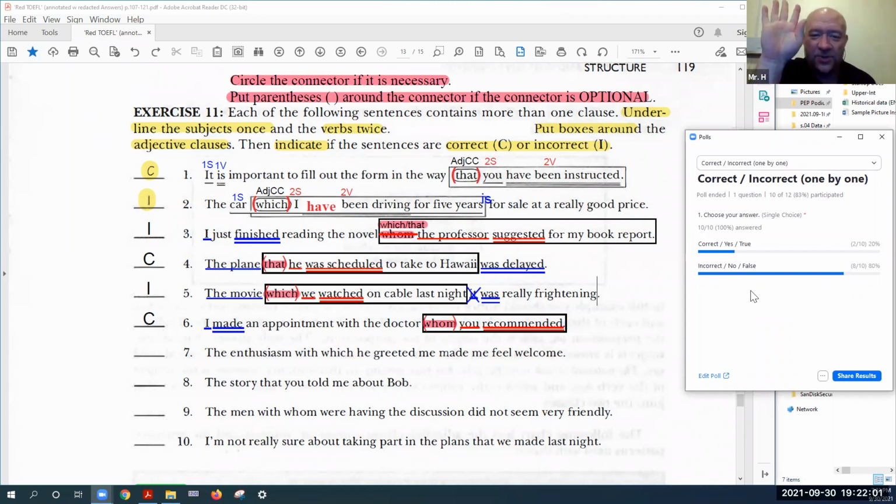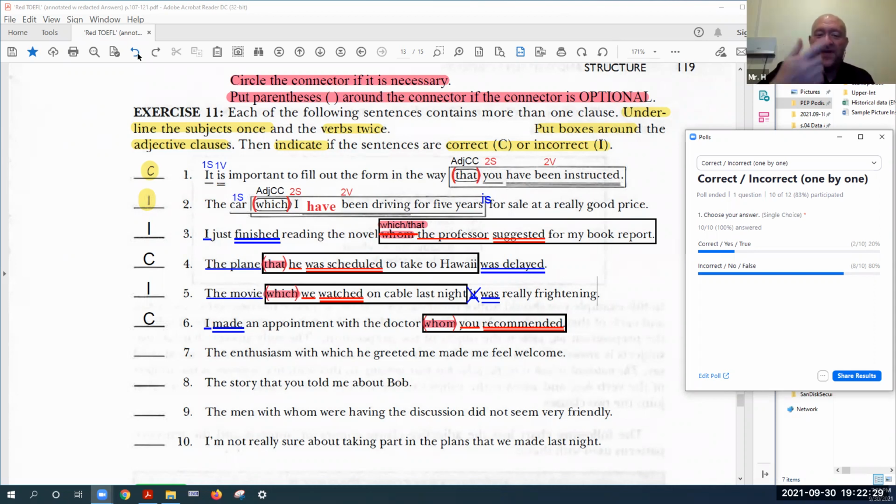Who says correct? Come on, don't be shy. Huh? I put it correct. Assad, okay. Your lucky day, Assad. Why don't you explain it? I want to explain. Osama, you can do the next one, okay? All right, Assad. Okay. The enthusiasm with which he greeted me made me feel welcome.